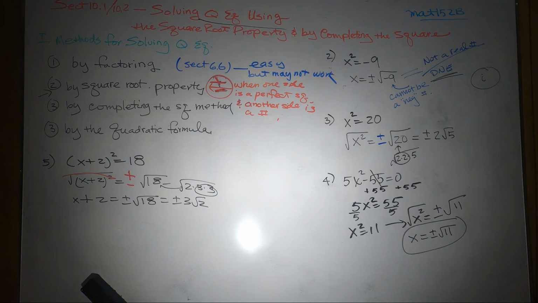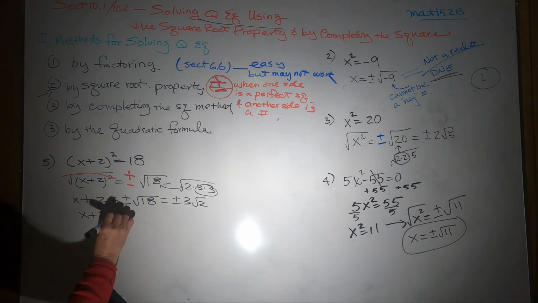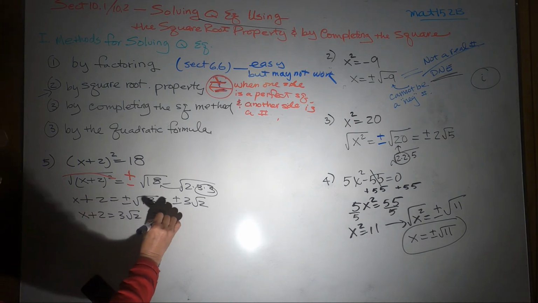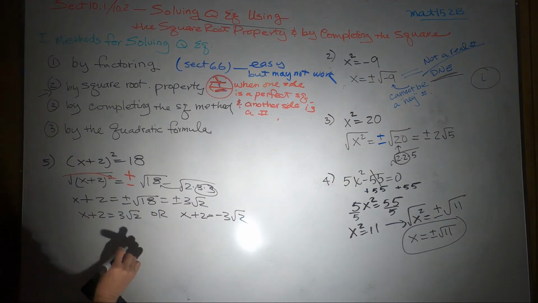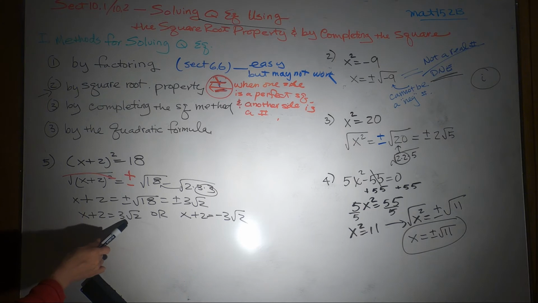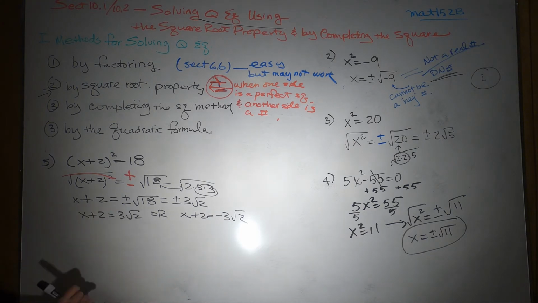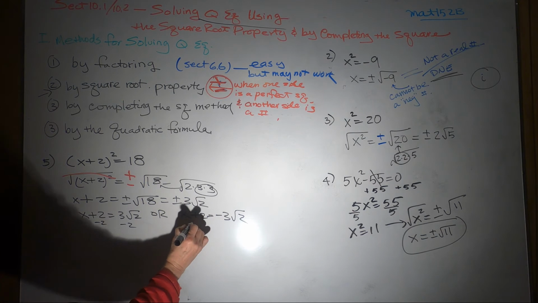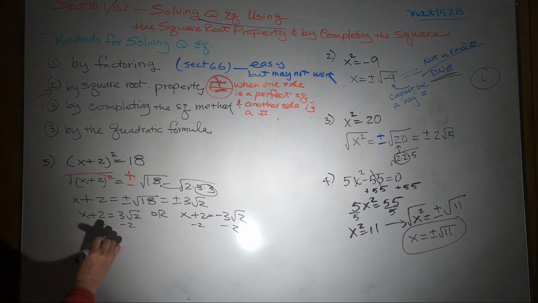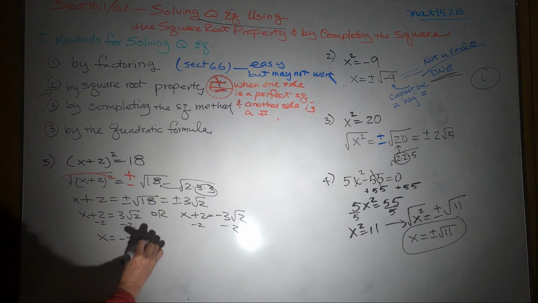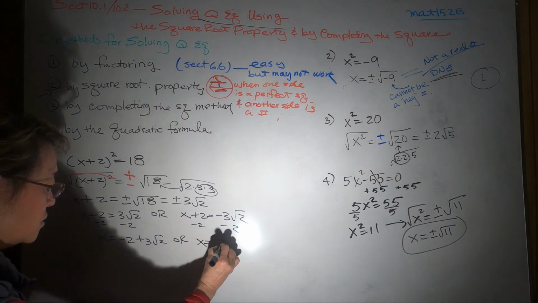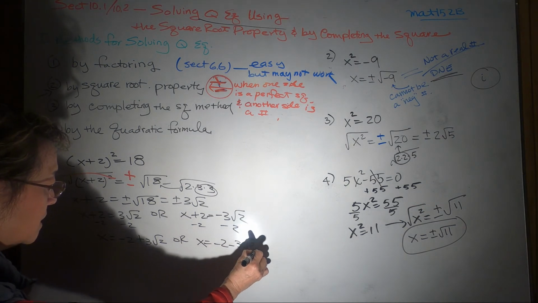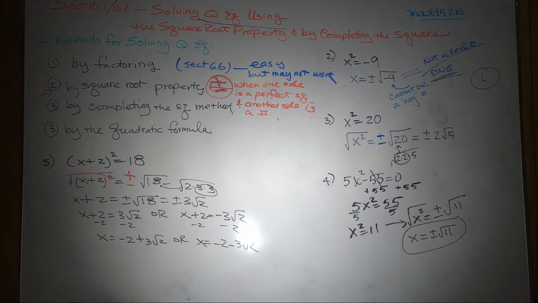But we need to find the x. So I want you to see it first this way, then we can put it together, all right? It means x plus 2 can be positive, can be negative. If you isolate your x, x becomes negative 2 plus 3 square root 2, or x equals negative 2 minus 3 square root 2. Actually, they are conjugates, right?